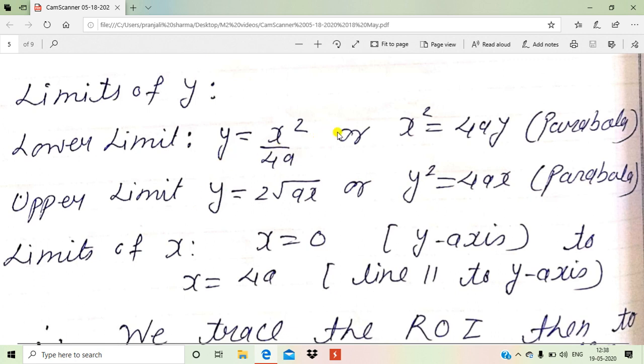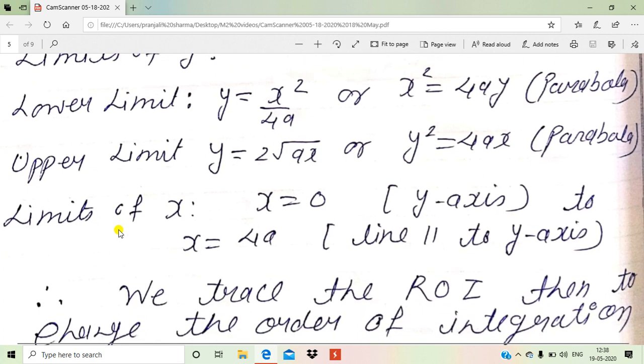The vertical strip will start from the parabola x square is equal to 4ay and end at y square is equal to 4ax. And now analyze the limits of x. So the limits of x are from x is equal to 0 to x is equal to 4a. These two limits decide the distances. From this point the vertical strip will start, and from this point the vertical strip will end.